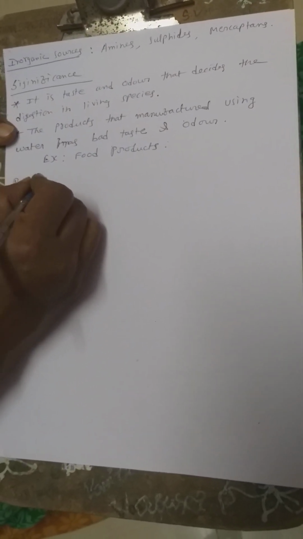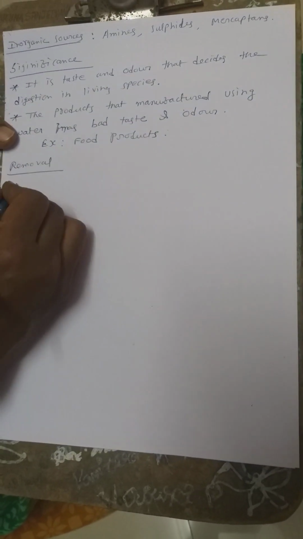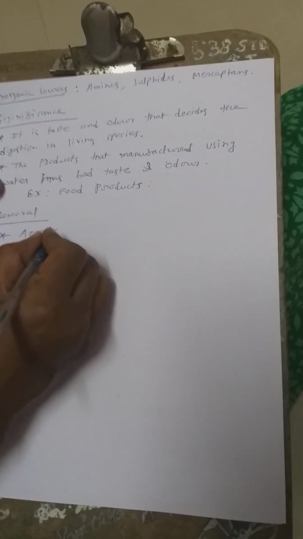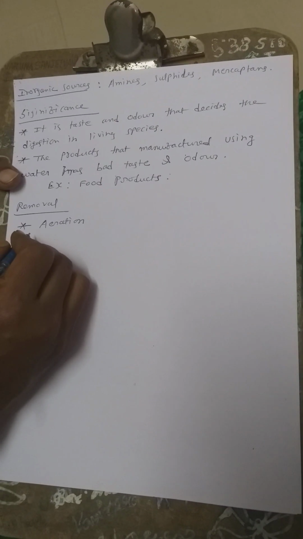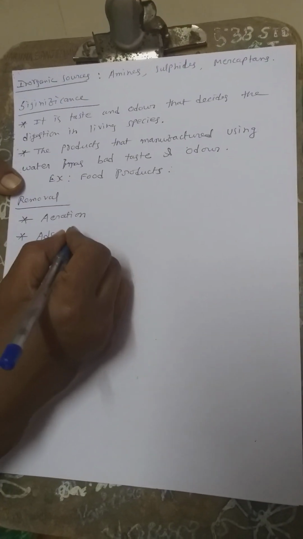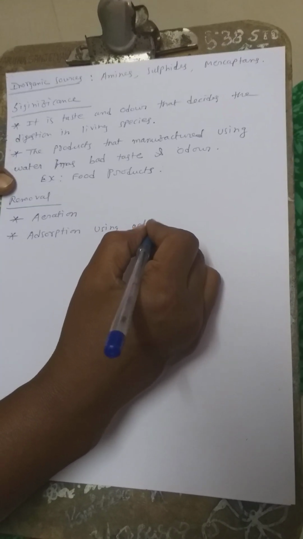Removal. How can taste and odor of water be removed? The major method applied for it is the aeration method, that is supply of oxygen into water. To some extent, it helps in removal of taste and odor. And the other method is adsorption using activated carbon.